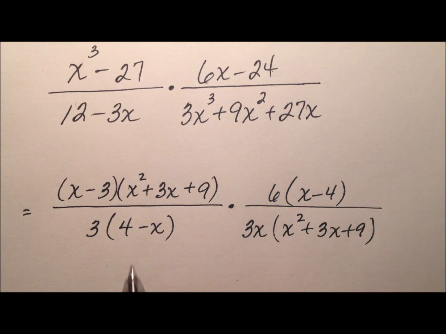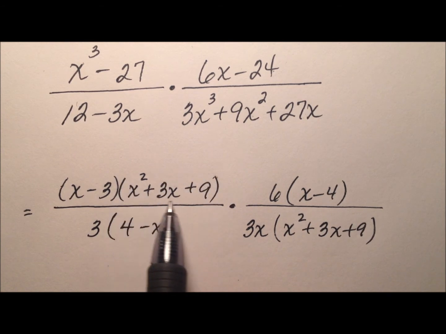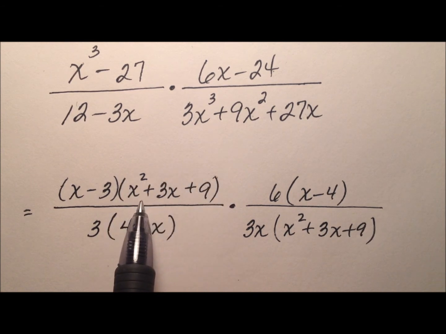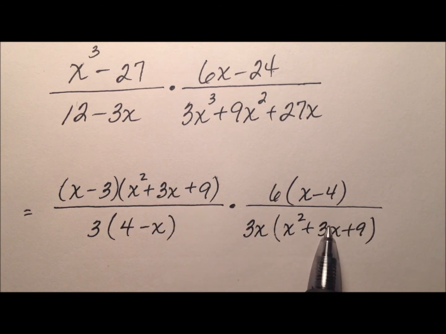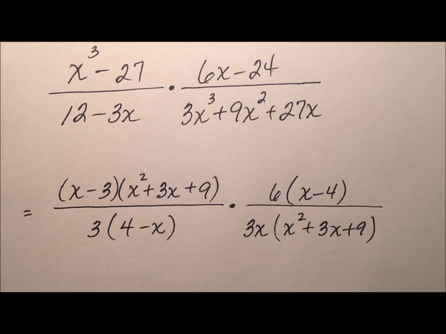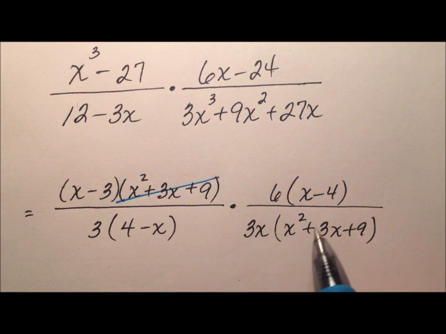A couple of things here real quick. This difference of cubes, this quadratic that I get, typically is going to be an irreducible quadratic. And I notice I have the same thing down here, so I'm not going to try to factor this any more because I see that it's already here, so I can just cancel them out. Okay? So these irreducible quadratics will cancel out.